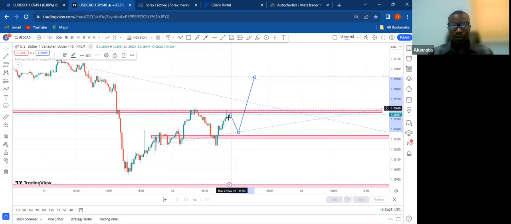But if this place is broken, then it means we come here, then move down to this area. So we still need more confirmations to see what we have for UCAD. Okay, so I think I'm going to stop here. Let's look for another pair.